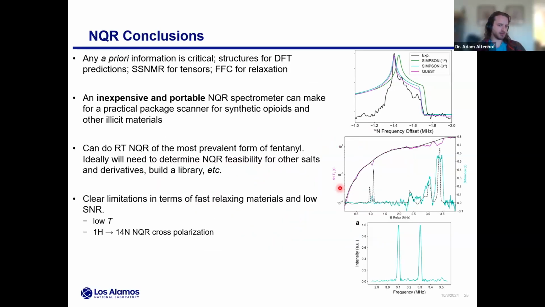So yeah, that was what I wanted to say on this NQR side. I'll just quickly comment that, really, what I'm advocating for is trying to get as much information as possible. I'm not saying throw out the Bruker spectrometer, but let's use everything together as much as possible for perhaps refining tensors and refining structures. Now we're at a point, this is pretty exciting. We have something that potentially could be quite useful, for the most prevalent form of fentanyl, to actually have a very simple, inexpensive, and portable package scanner.